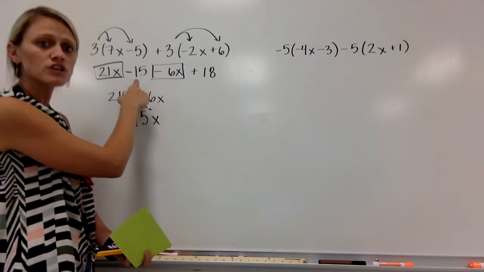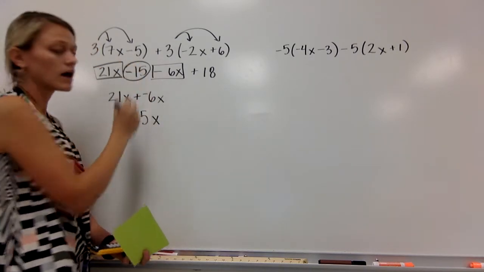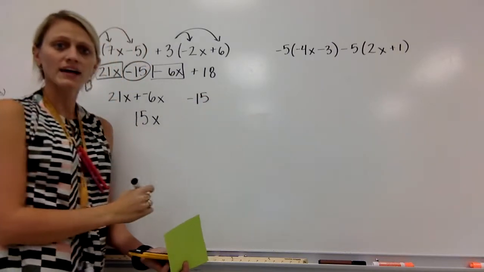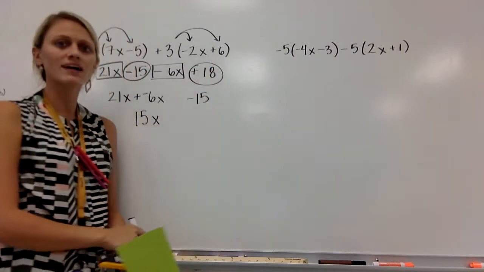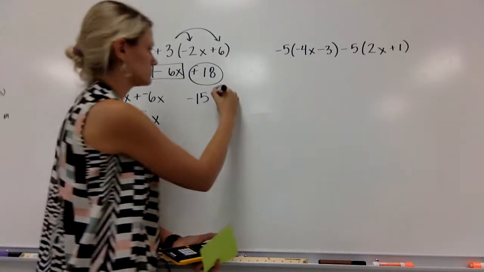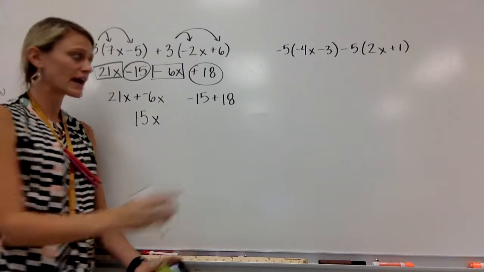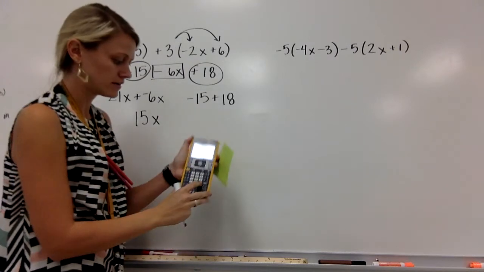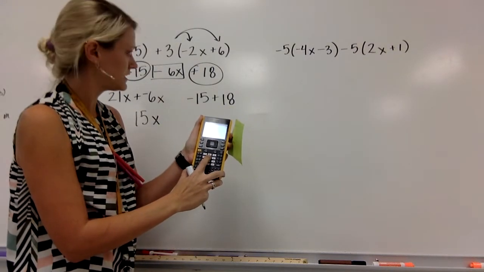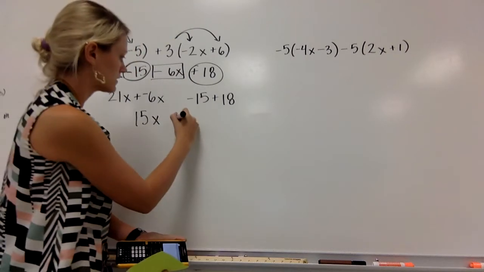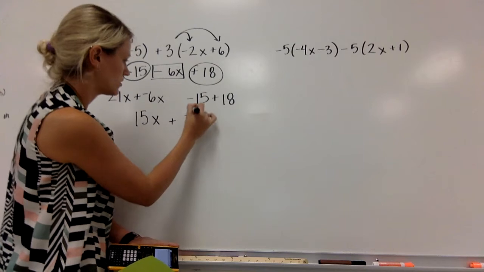Okay, and now I've got negative 15 that can combine with positive 18. So plus 18. In my calculator, I can type in negative 15 plus 18. That gives me a positive 3.